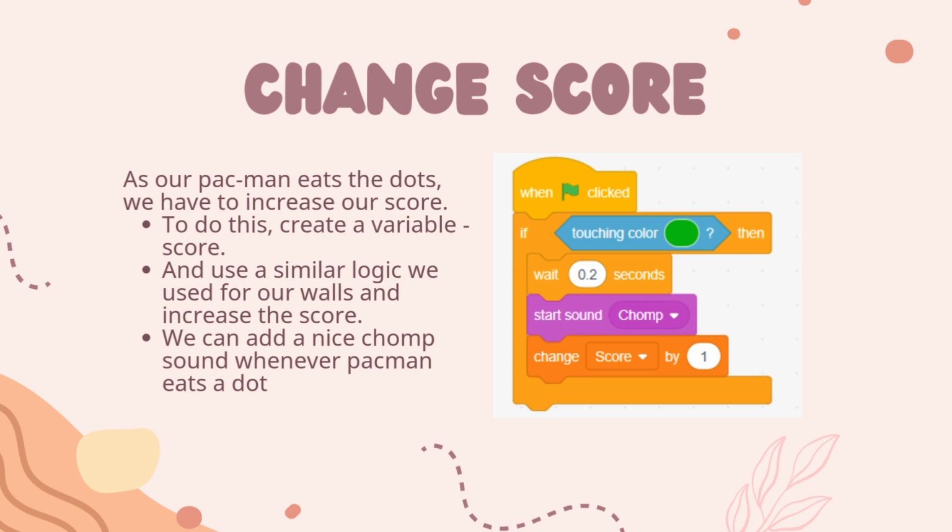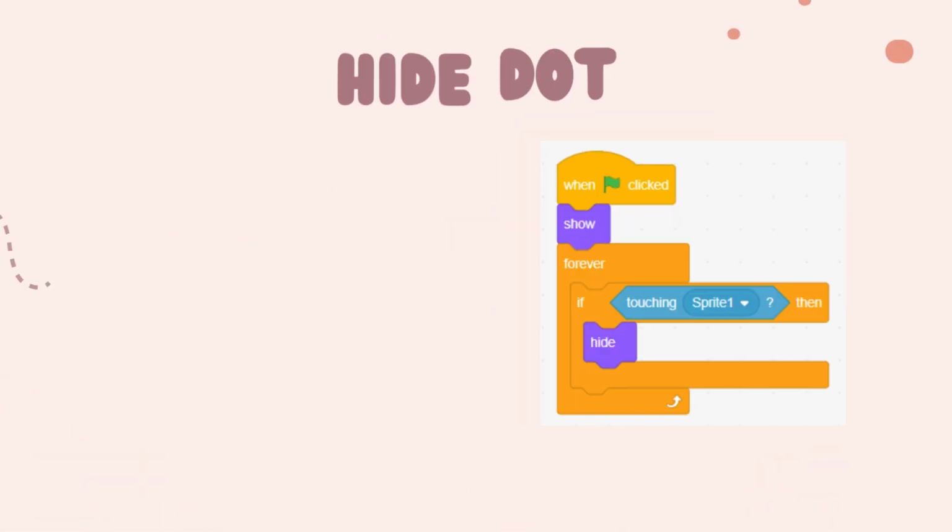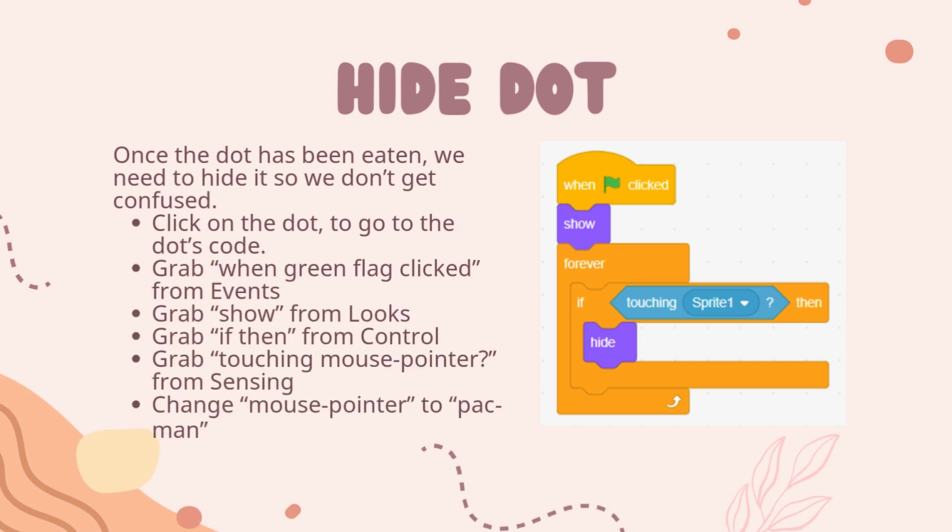I chose Chomp to make it sound like it's being eaten. To change the score now, drag Change my variable by 1 from Variables and from the drop-down alter my variable to Score.